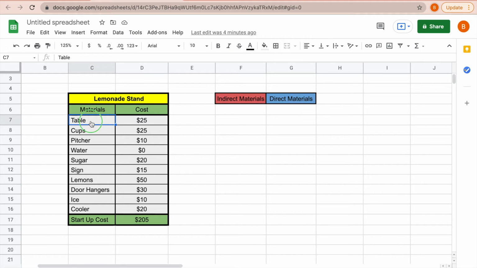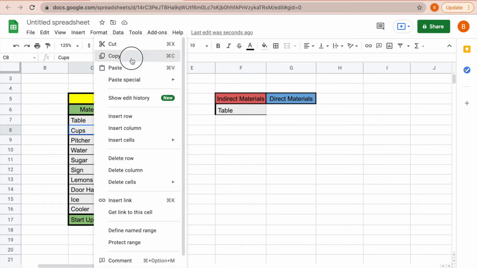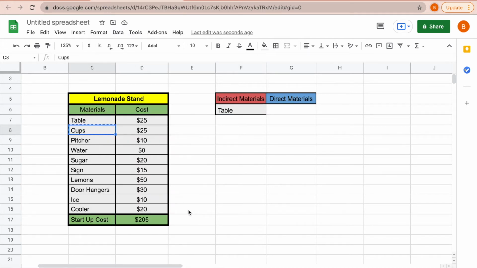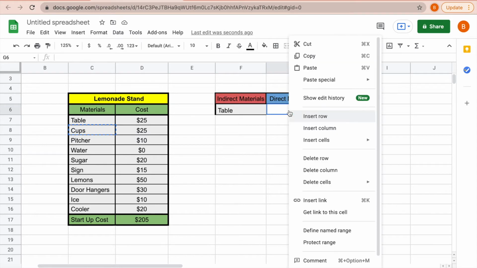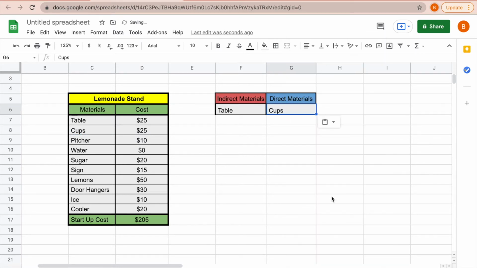The table. Since we are not physically giving the table to the customer, but we still need it, it's going to be an indirect material. It's not the physical product that we're selling. The cups. Now, the cups are not the lemonade, but we give the cups to the customer when we sell it. So we're going to make that direct material, okay?